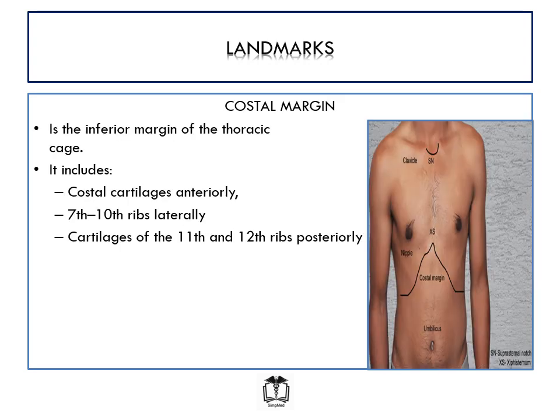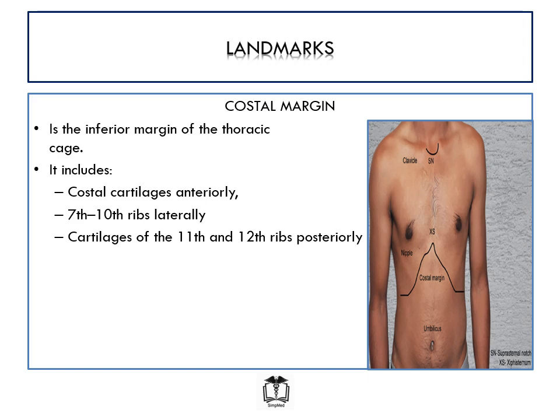The second landmark is the costal margin. Costal margin, remember, is the superiormost border of the abdomen. It tends to distinguish or divide the abdomen from the thorax. It's the inferior margin of the thoracic cage. The costal margin is formed by the costal cartilages anteriorly and extending from that to the 7th to 10th ribs laterally, and then finally the cartilages of the 11th and 12th ribs posteriorly.